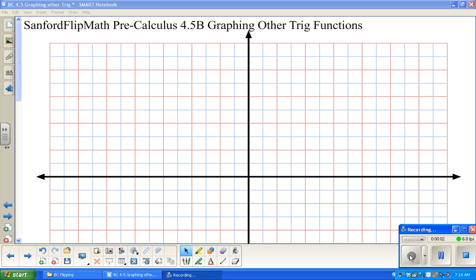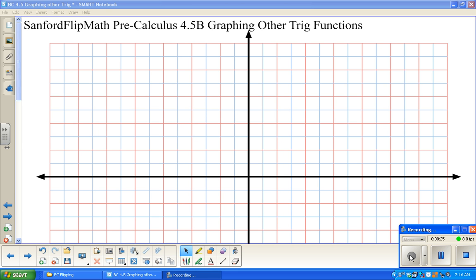Welcome to SanfordFlipMath. This is PreCalculus. We are doing graphing trig functions, and specifically we are graphing the trig functions other than sine and cosine. So we're talking about tangent, cotangent, secant, cosecant. We are in section 4.5 in the PreCalc book by Demana, Foley, Kennedy.